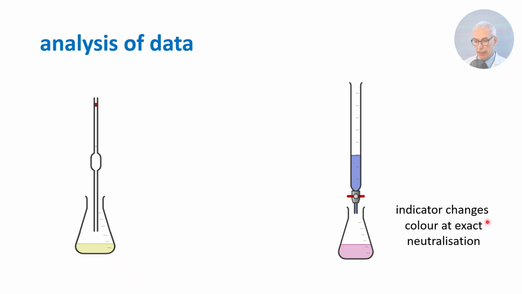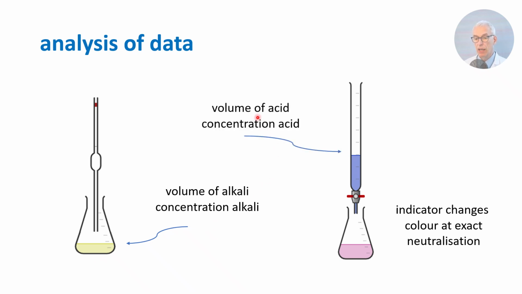So the indicator changes color at exact neutralization. At that point, the titration endpoint, we have 4 pieces of data that are available. The volume of alkali that was in the conical flask and the concentration of the alkali, the volume of acid that has been delivered by the burette, and the concentration of that acid. Now, provided we have 3 of those 4 pieces of data, the 4th can be calculated.